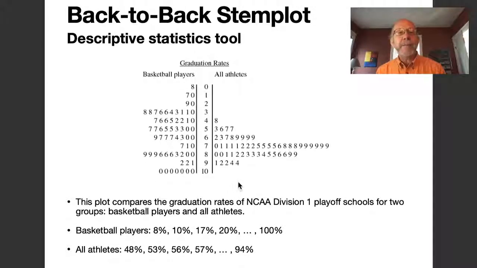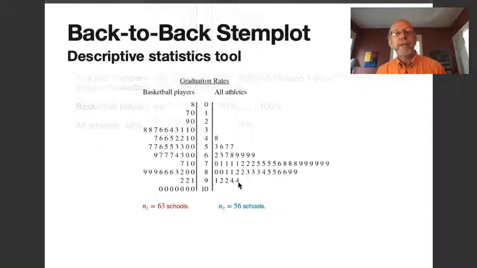So, that's a back to back stem plot, and it's useful for comparing the data between these two groups, basketball players and all athletes. Now, anything we say based just on this data, since this is our sample data, would be a descriptive statistic. We have 63 schools that sent basketball teams to the playoffs. We have 56 schools that sent athletes of other kinds to the playoffs. So that's our data set.